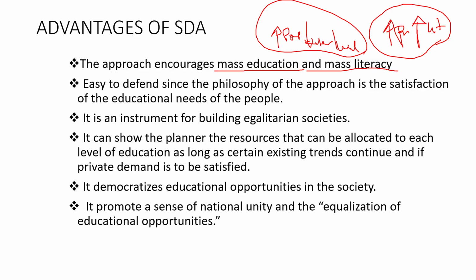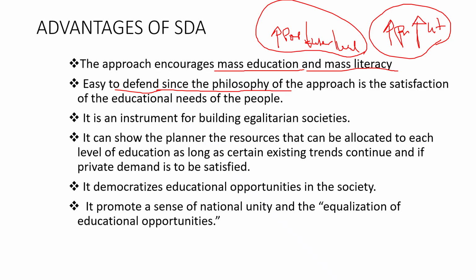Second, it is easy to defend. Its philosophy is very simple. We talk about education as a human right, and therefore the approach is certification of education of the people. People need education, so it's very easy to defend to the voters, because if you say everyone will go to school, it will be welcomed with both hands because it's their desire.